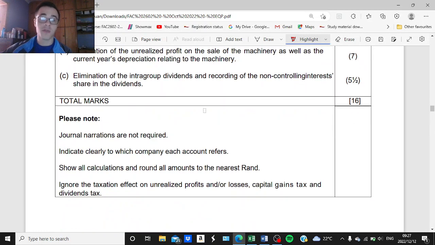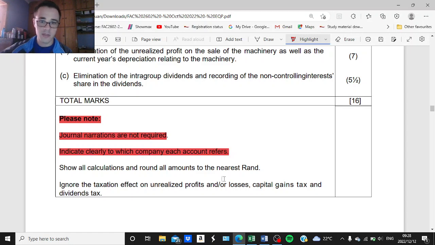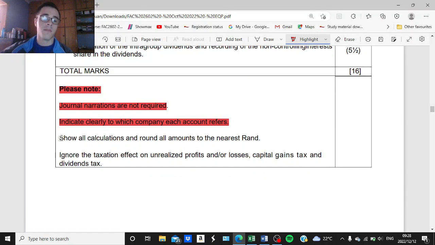And then just before we start, we also have to pay attention to our please note section. Our please note section states that we do not have to provide journal narrations. So what this means is that we do not have to describe our pro forma consolidation journal entries. We just need to state which account is debited and which account is credited. And with each pro forma consolidation journal entry, we need to indicate clearly to which company each account refers. As always, we need to show our calculations, no matter how simple those calculations are.